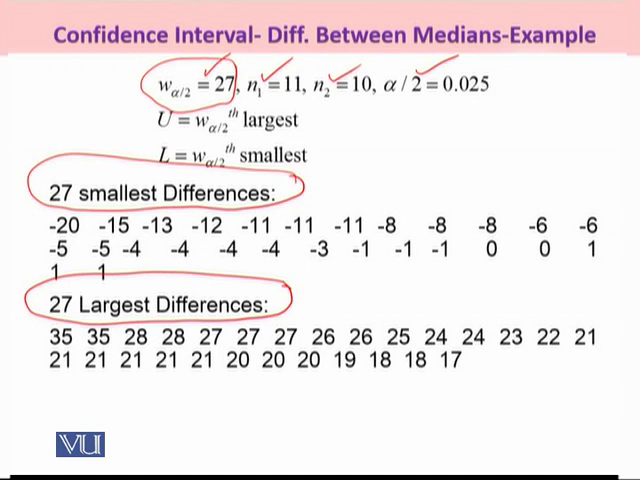Students, among the 27 smallest differences, the smallest one is -20, then -15, and so on. The largest one was 1. If you count them, 1, 2, 3, 4, 5, 6, 7, and so on up to 27, you have the 27 smallest differences. Similarly, you have to pick up the 27 largest differences.